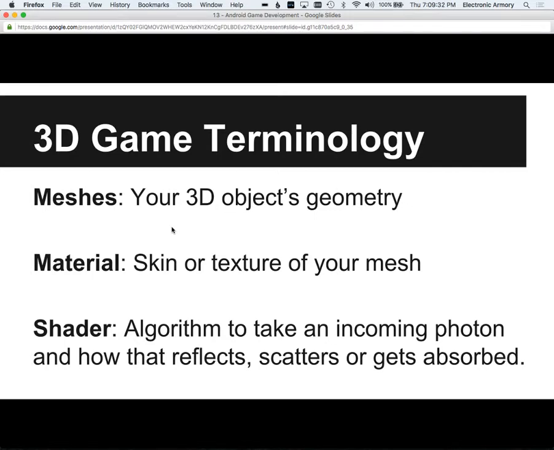And so you can download your 3D models. But that model, that shape there, that geometry, that's called a mesh. And so that's our first point here, that's your 3D object's geometry. That has nothing to do with the material, which is the skin or the texture of your mesh.